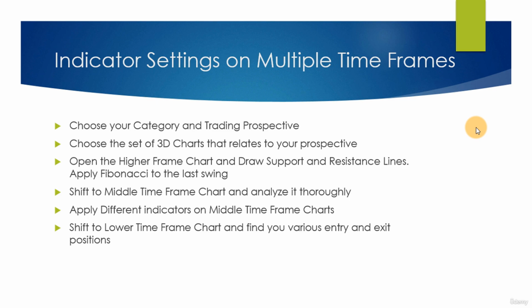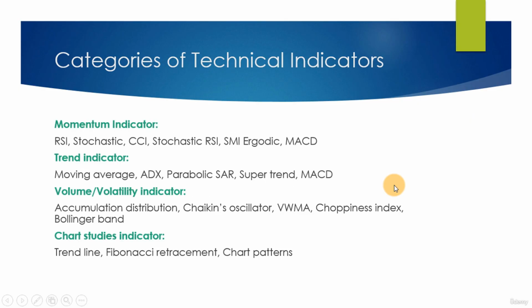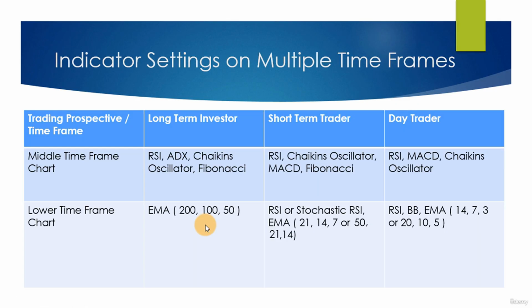The next step is apply different indicators on middle time frame chart and find out your entry point. Also mark levels of Fibonacci applied to the current swing. You can choose one indicator from each category, but I prefer traditional indicators for long-term perspective. If you are a long-term investor, then use RSI, ADX, Chaikin's oscillator and Fibonacci to the middle time frame, and if you are a short-term trader, then use RSI, Chaikin's oscillator, MACD and Fibonacci to the middle time frame chart, and if you are a day trader, then use RSI, MACD and Chaikin's oscillator to this chart.